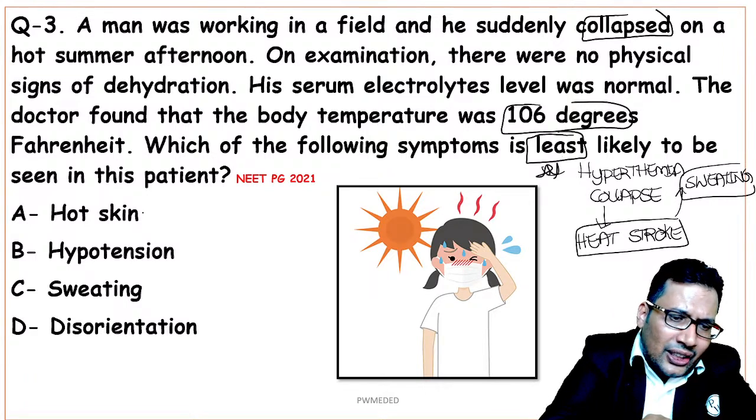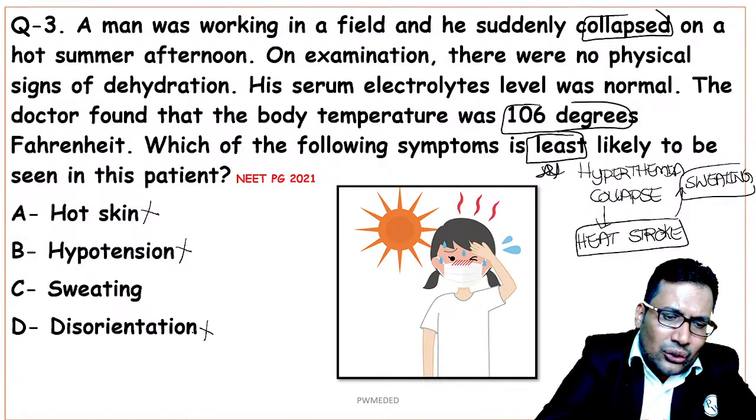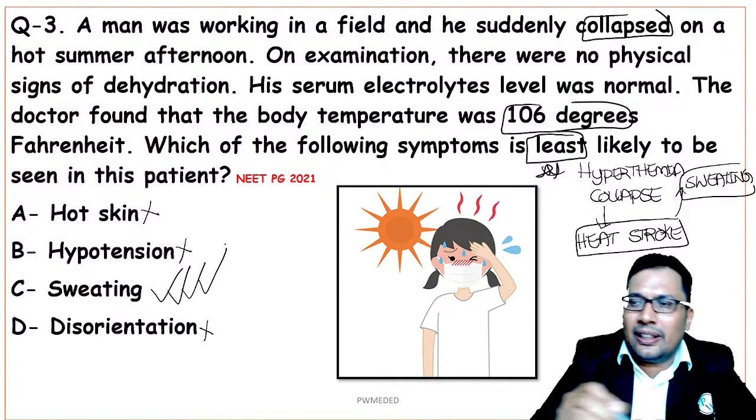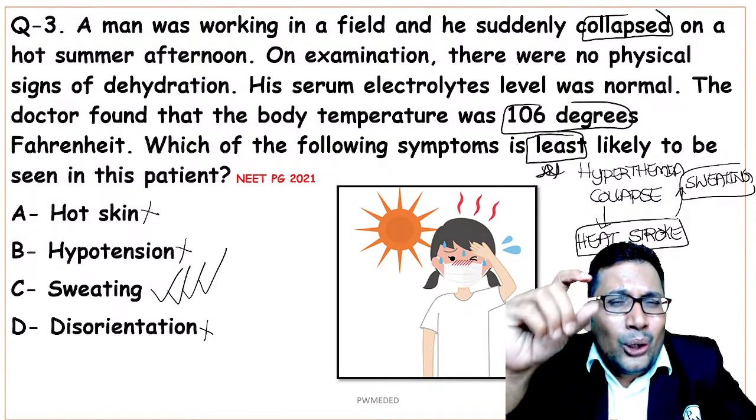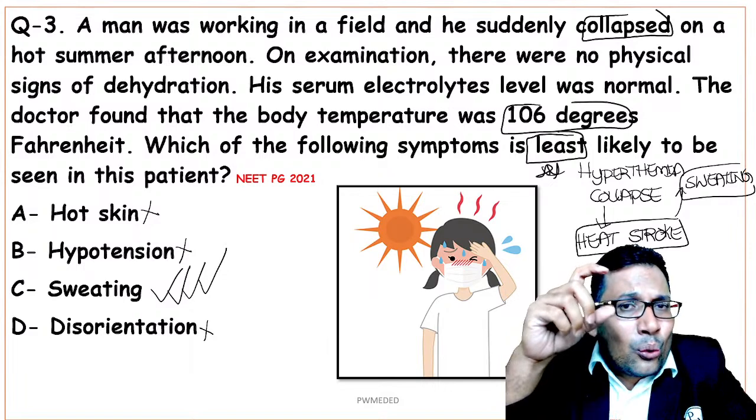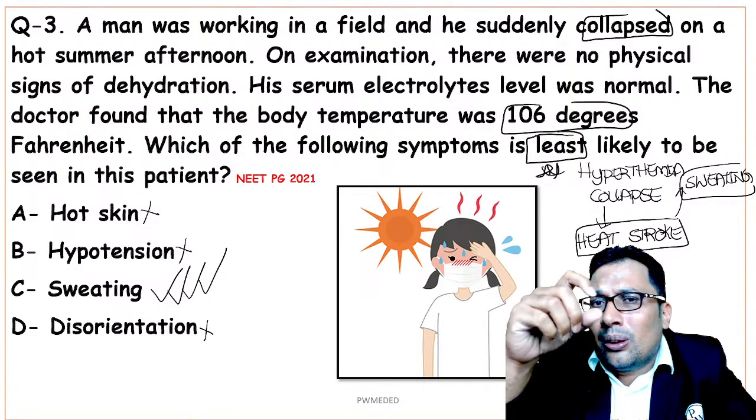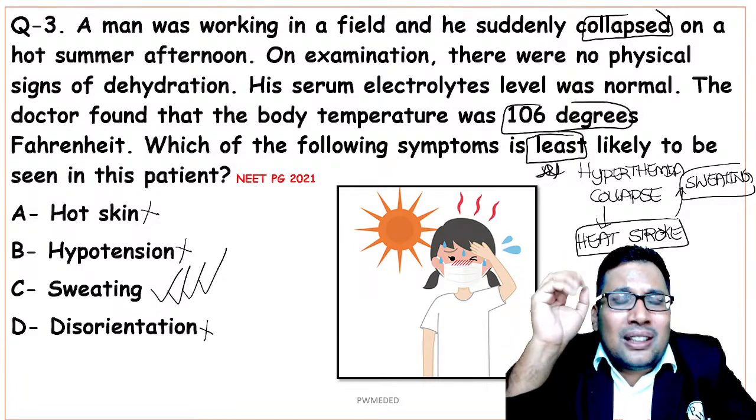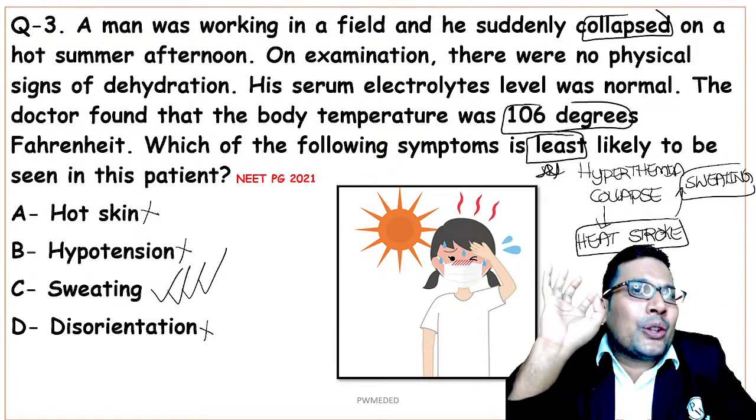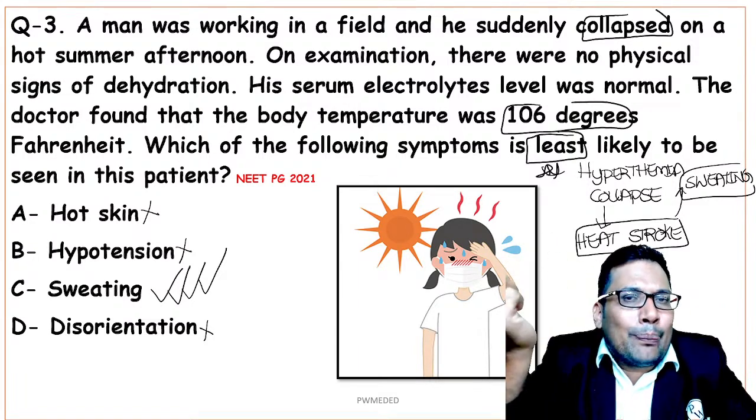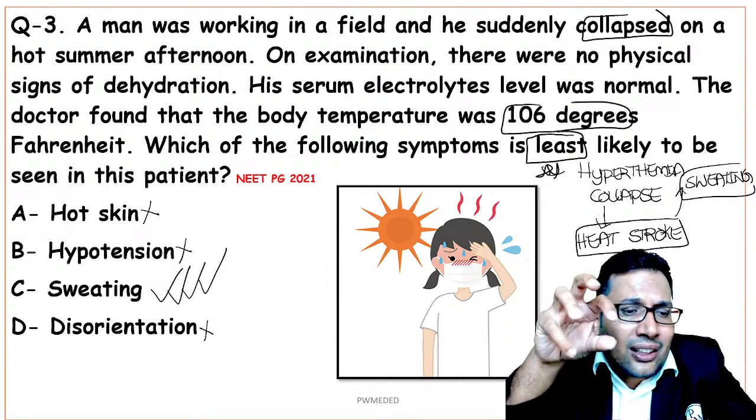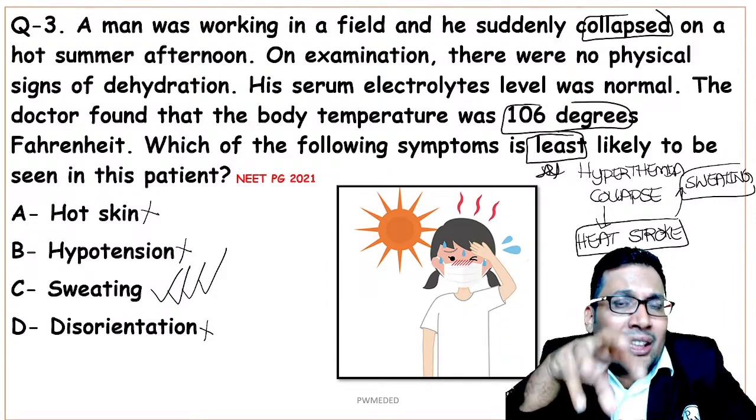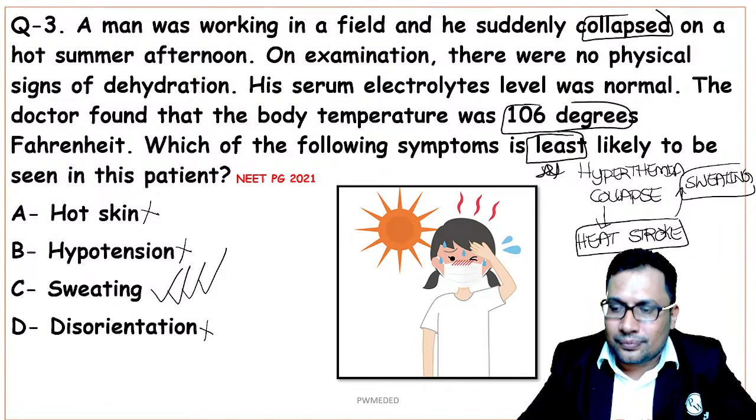Hot skin can be seen, not the answer. Hypotension can be seen, not the answer. Disorientation, no. Your answer should be sweating. So remember all of you, burn injury is very commonly asked: rule of 9, Browder formula, lightning, electrocution, all these are very important topics. You must know in and out of that. Here I discussed whatever was required for the question, that is heat stroke.